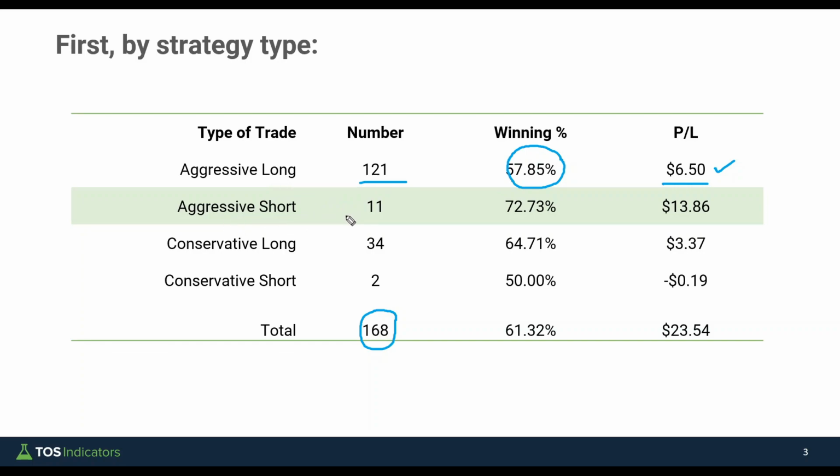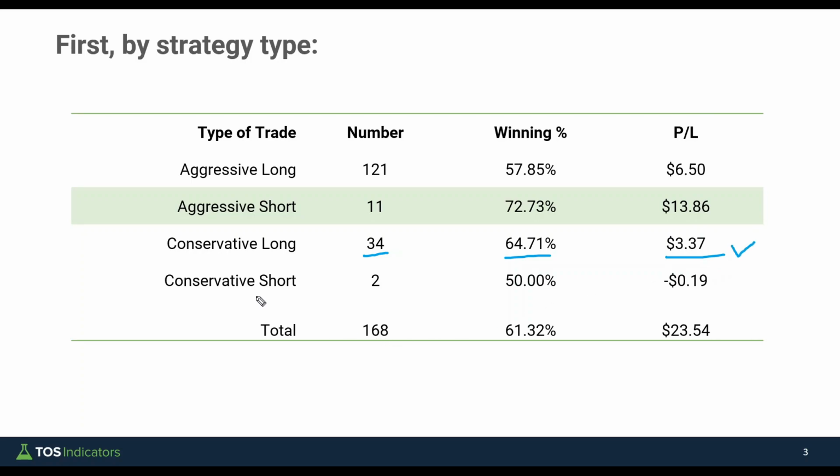Aggressive shorts today, really the best strategy type, if you will. Aggressive shorts, 11 trades, 72.73% win rate, and a net P&L of 13.86. So twice that really of aggressive longs, and it took drastically less trades to get there. Now moving down the line off of our conservative volatility box models now, the conservative longs, 34 total trades, 64.71% win rate, net P&L here, $3.37. So again, a good check mark.